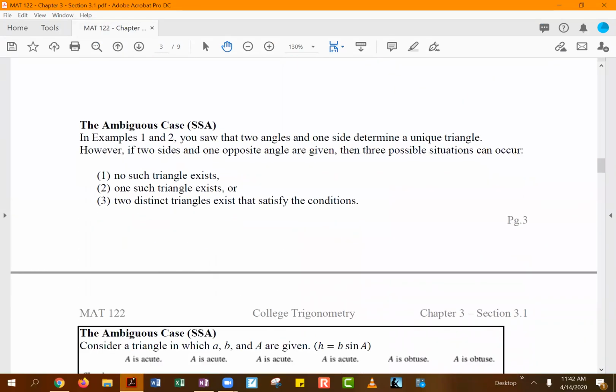And this happens when you are given two sides and one angle. So in this case, as you will see, we talk about three possibilities that occur. You can actually end up with no triangle because no triangle would be able to satisfy the conditions you were given. You could come up with one triangle which would satisfy, or you can also come up with two different triangles which would also satisfy those conditions.